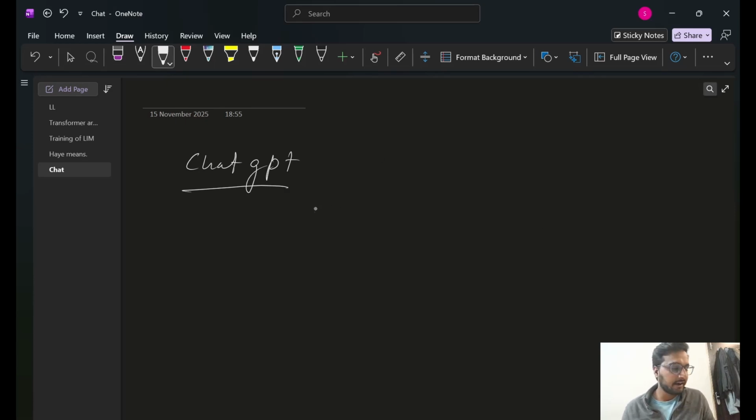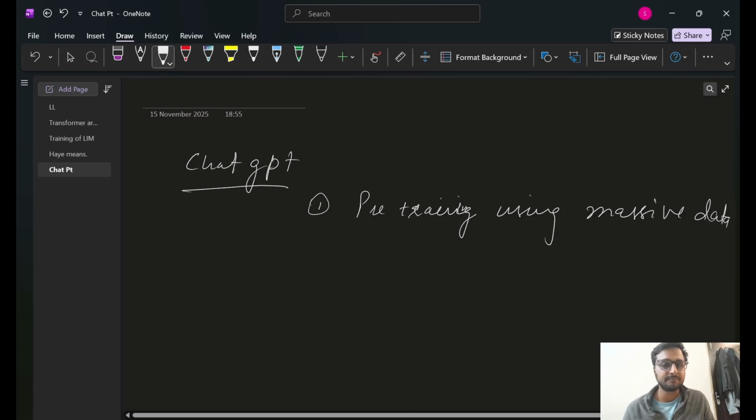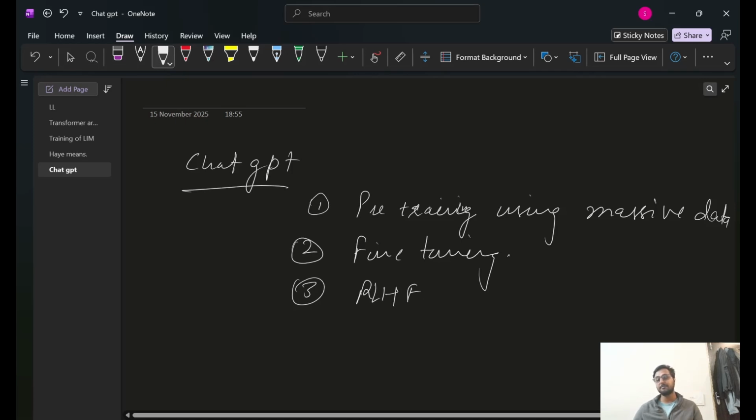ChatGPT is trained in three phases. First phase, pre-training using massive data. The second step is fine-tuning, and the third step is reinforcement learning, RLHF, reinforcement learning using human feedback. So these are the three stages that are used to train ChatGPT.